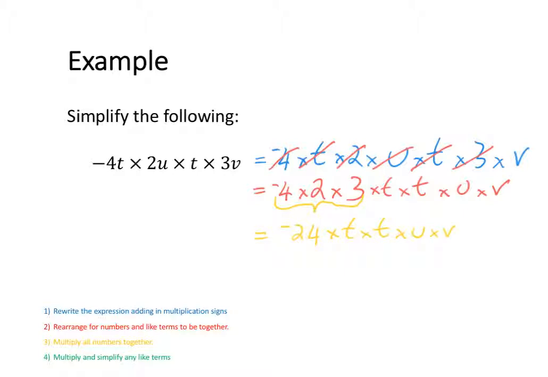So the last step is going to be to simplify any like terms. Here I've got a t times t, and that is going to equal t squared. So that's going to simplify to negative 24 times t squared times u times v. And now that I have completed my 4 steps, I can go ahead and rewrite my final expression without any multiplication signs. So that's going to equal negative 24 t squared u v.